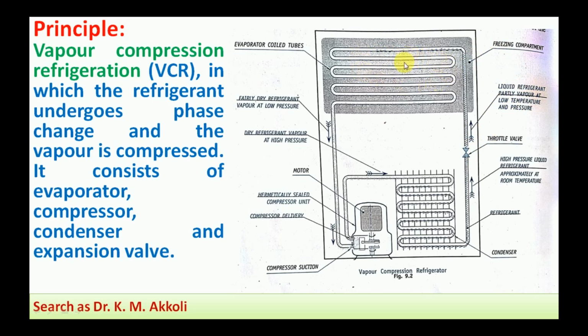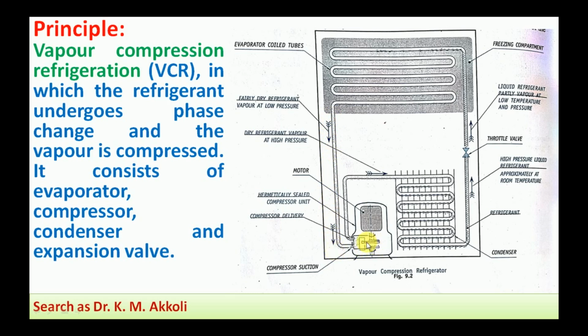In this evaporator, while flowing in the liquid state, the refrigerant receives heat from the outside space and gets evaporated. As the refrigerant already has a low boiling point temperature, it evaporates by receiving heat from the outside space, which is to be cooled. Therefore, at the end of the evaporator, the refrigerant will be in vapor form. That fairly dry refrigerant vapor at low pressure will enter the compressor.